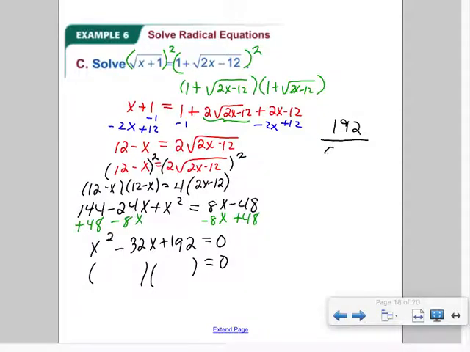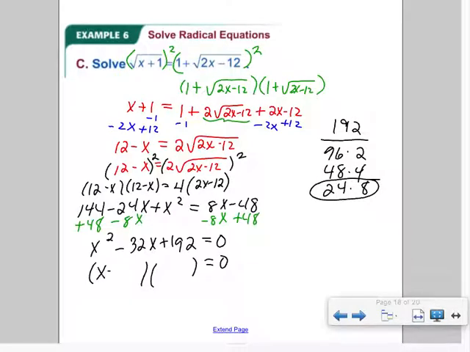So I just start taking the number 192 and breaking it apart. Like I know it's 96 times 2. Those don't add up to 32. It's 48 times 4. Those don't add up to 32. But if you go one more time, it's 24 times 8. Well, 24 and 8 add up to 32. So that's the one we want.